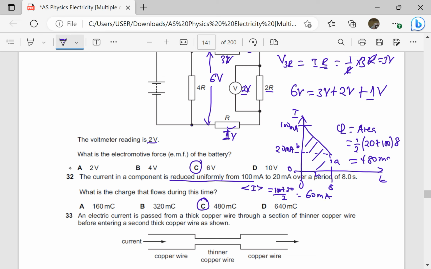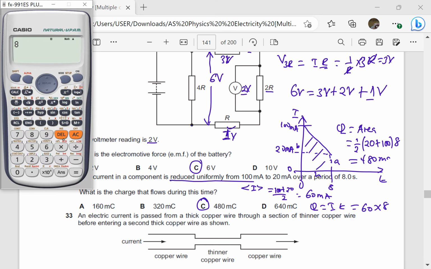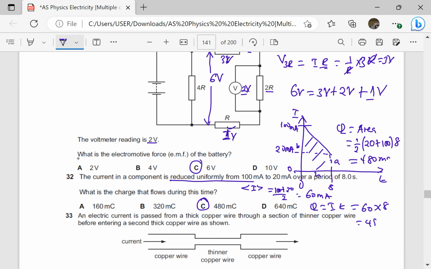That means the charge can now be I times t, where the average current is 60 milliamperes, times 8. 8 times 60 gives you 480. So it is 480 millicoulombs. It is milliamperes converted from milliamperes, that's why I'm getting it direct.